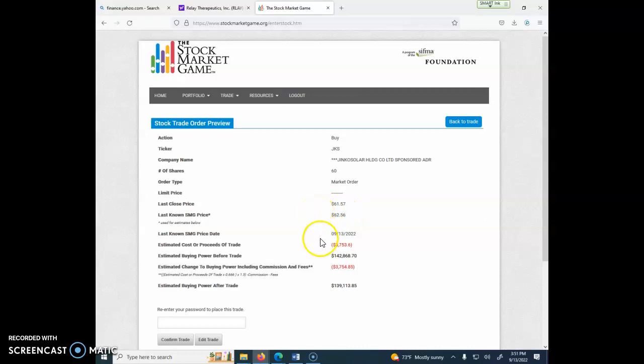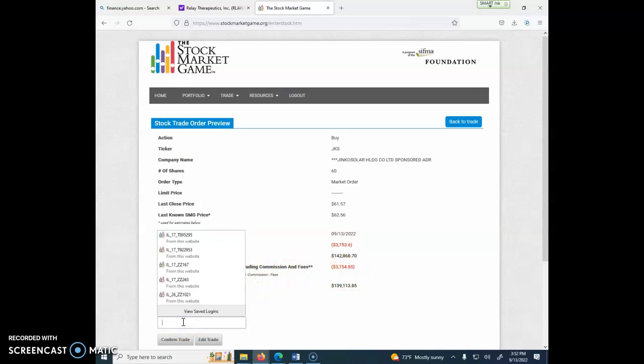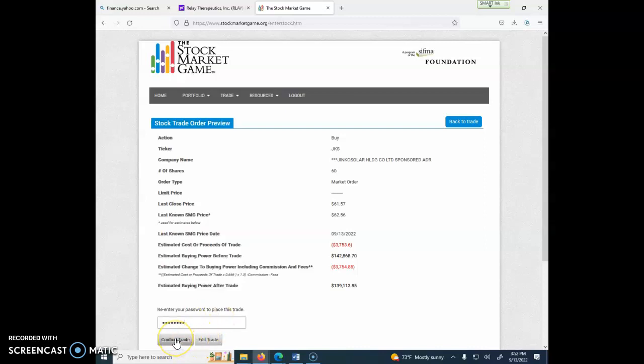And here we go. Estimated cost of the trade. 60 shares is going to cost me $3,753.60. And I'm going to go ahead and enter that. By the way, notice this number is a little bit different than the number on top because I am being charged a service fee by the game, which is normal. Now, before I can place this order, I have to enter a password. I had saved it. There's my password. Now I'm going to hit confirm trade.